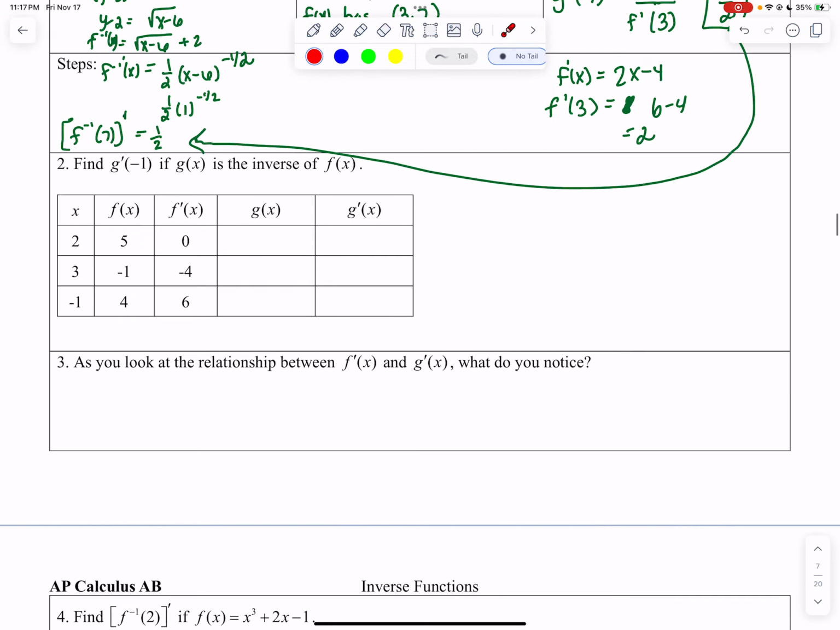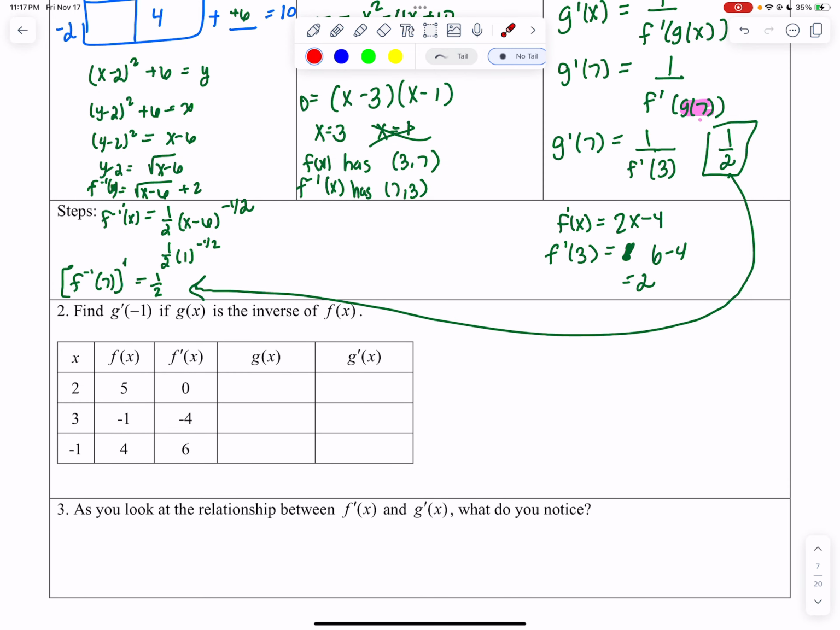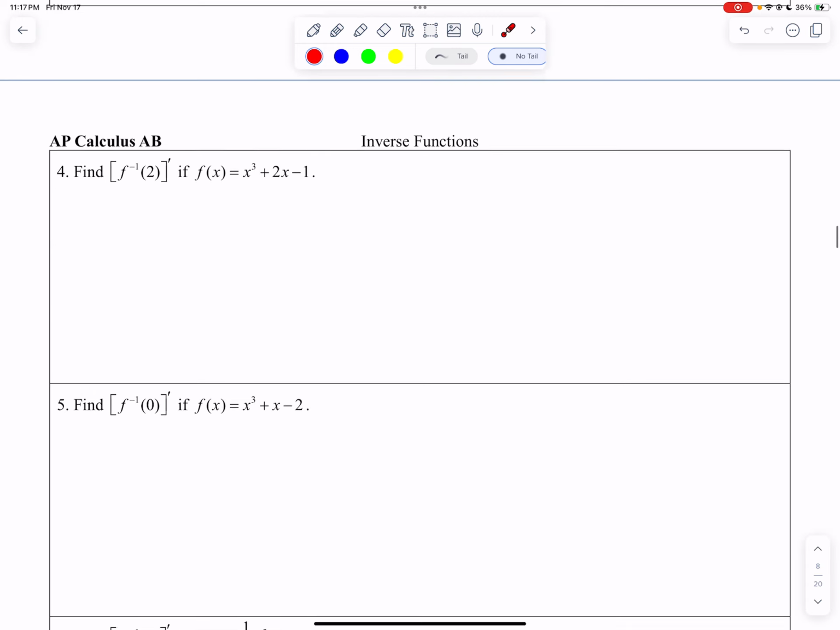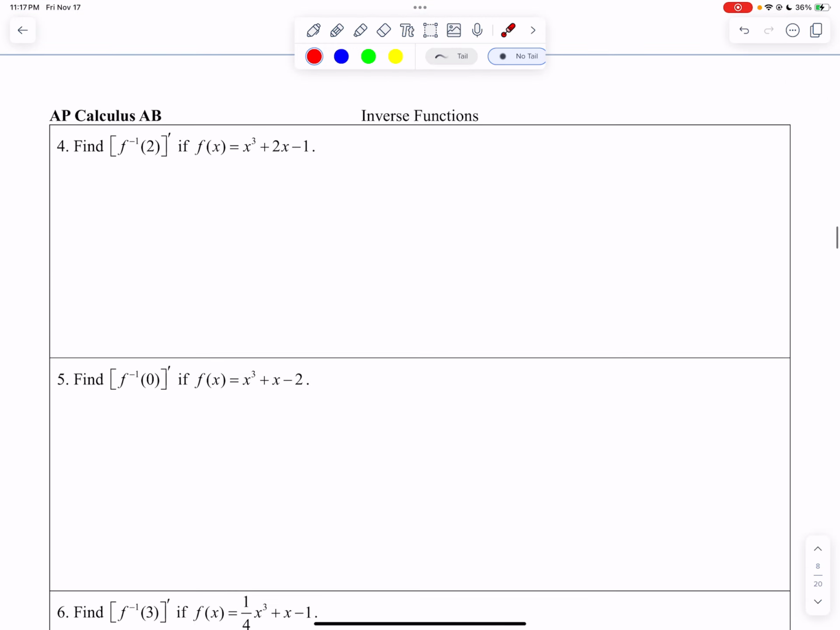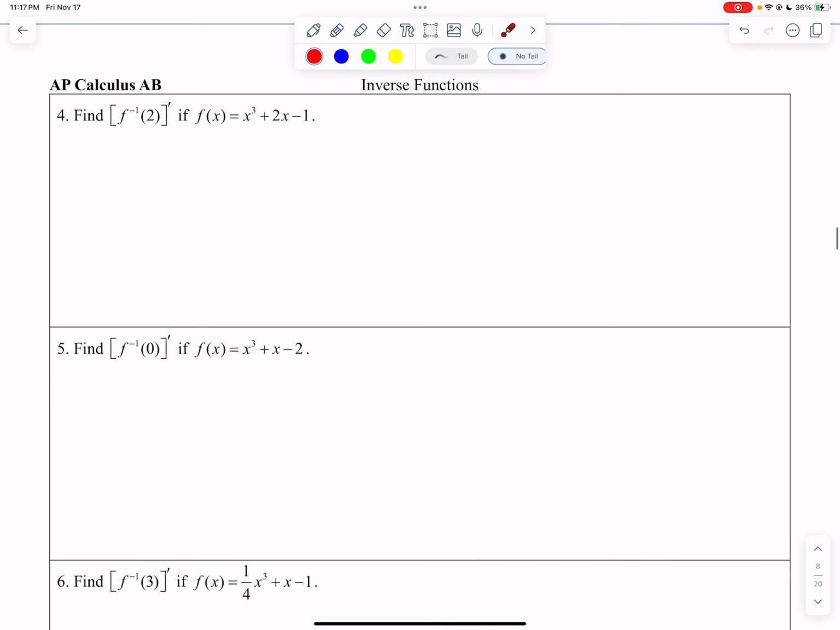I wouldn't say that this is a hard topic, but you just got to remember what the steps are to find the derivative of an inverse. So in the next video, we'll talk about, let's say, 4 and 5 or 6, and then we'll call it a day.